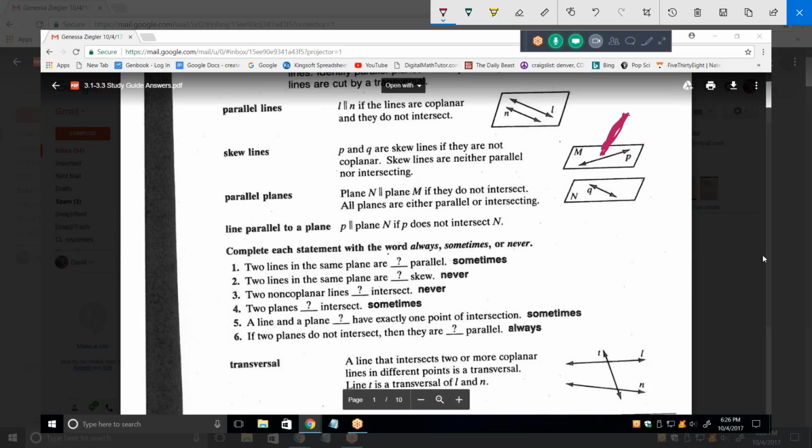Okay, so number 1. 2 lines in the same plane are what? Sometimes, always, or never. Oh, and they've answered all of these for us? Well, I guess the answer. Let's go down to where we have to answer.